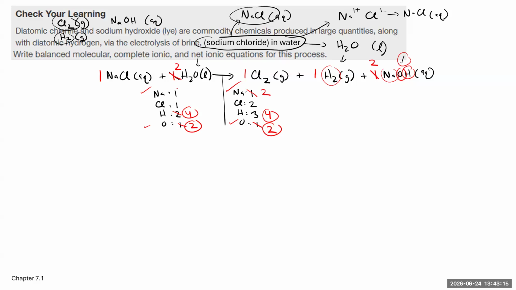Well, here we're missing a sodium, missing a chlorine. Here we have a sodium and a chlorine together. We just put a 2 there. Now we are balanced. Everything is balanced. All right, so I'm going to rewrite my equation.